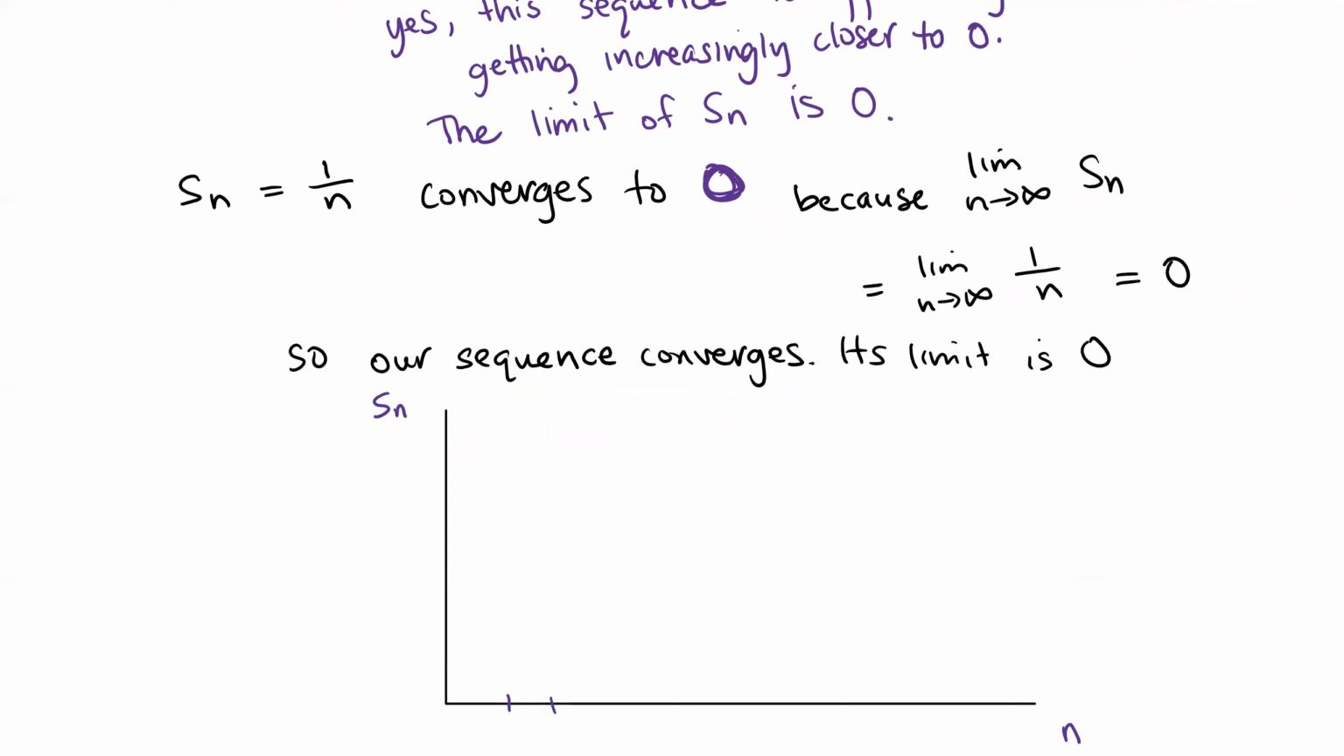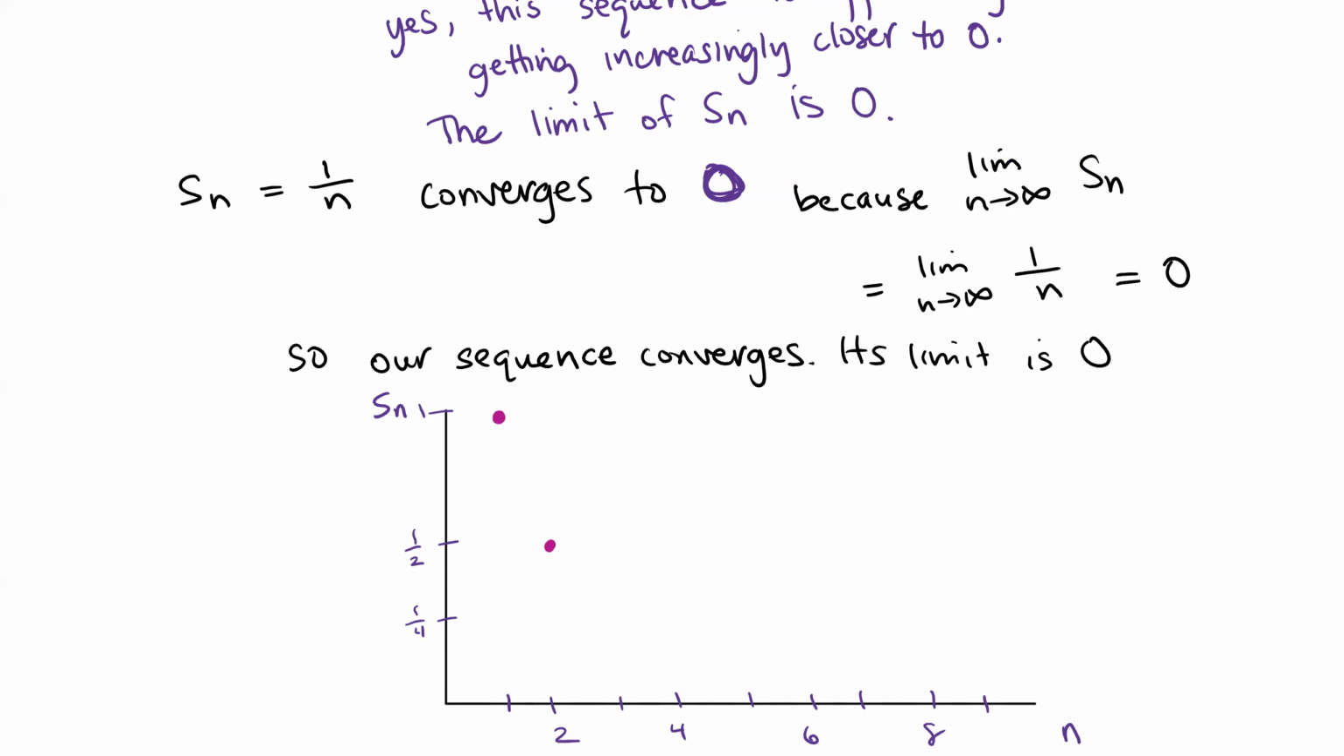Let's mark off a bunch of tick marks. So we've got 2, 4, 6, 8, and so on. And then we'll put in 1, 1/2, 1/4, and so on. All right, so when we have n equals 1, then Sn is equal to 1. When we have n equals 2, Sn is equal to 1 over n, so Sn is 1/2.